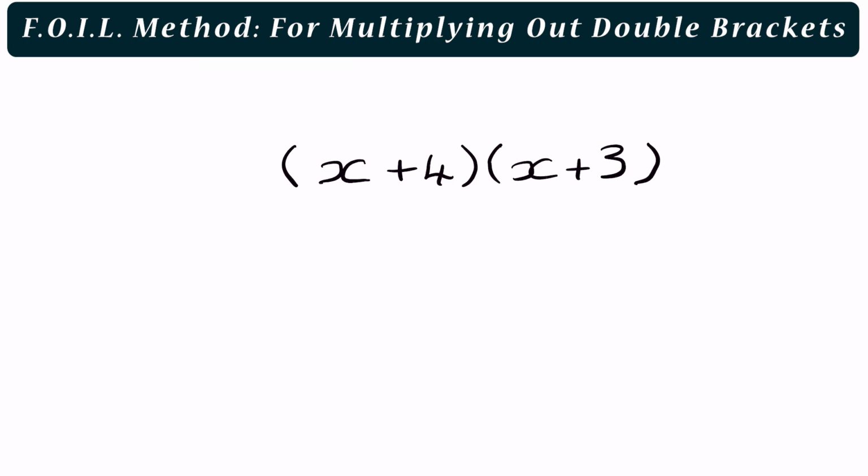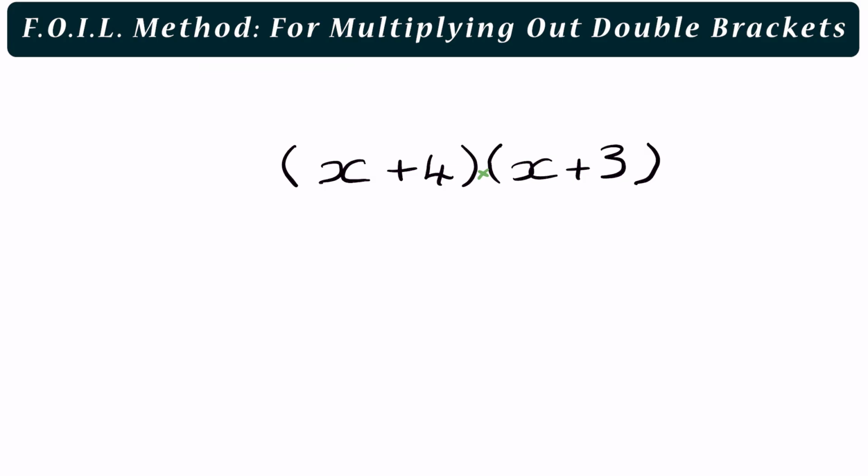So here we have a pair of double brackets, or I don't know, if you're in the States, you probably call them parentheses, don't you? Anyway, in the UK, we call them brackets. So you have a pair of double brackets. Now in between these brackets, there is an invisible multiplication sign.